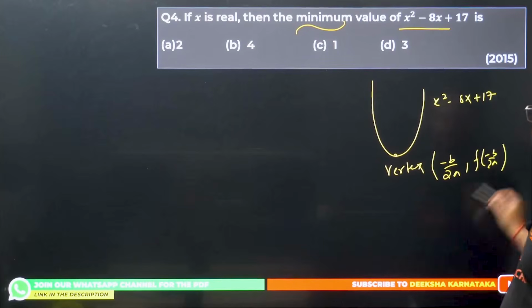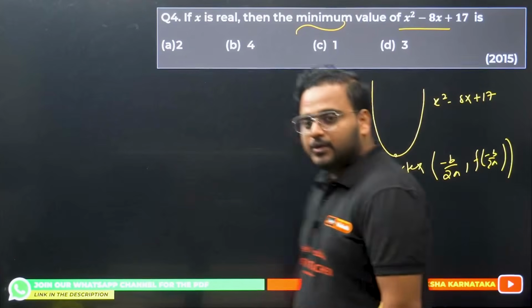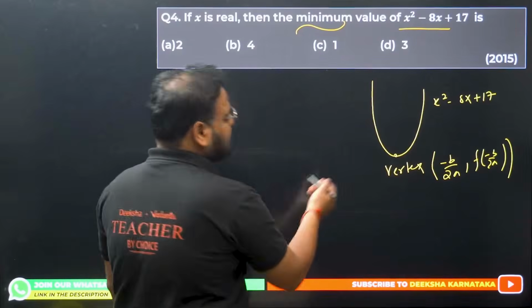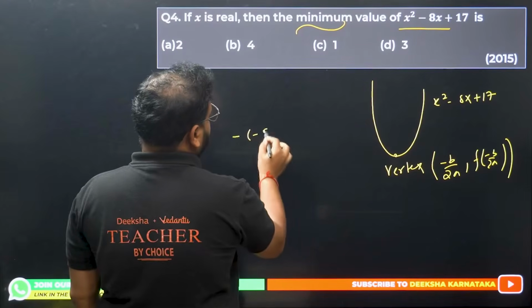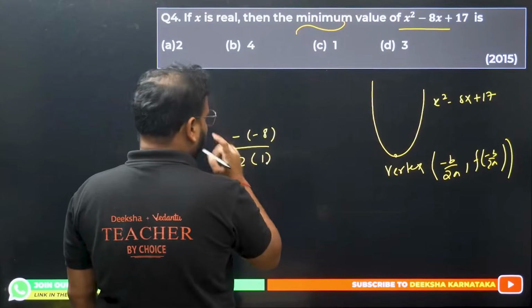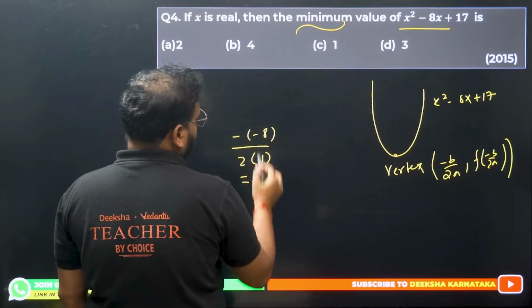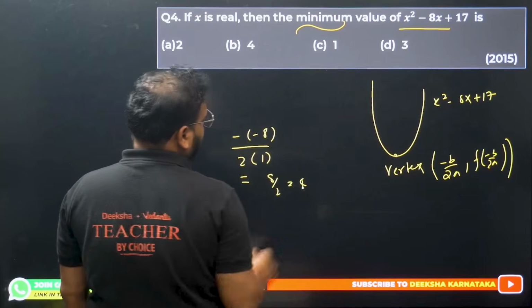Correct? That's how you find the coordinates. Okay, so your choice. You can do this. Minus b by 2a means minus of minus 8 upon 2 into 1, right? So it becomes 8 by 2, which is 4. And you want the function value.